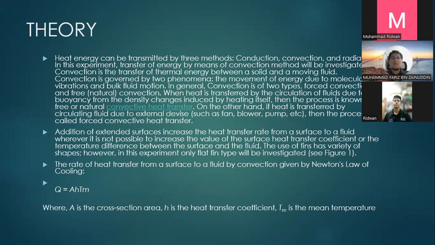In general, convection is of two types: forced convection and free or natural convection. When heat is transferred by the circulation of fluid due to buoyancy from the density changes induced by heating itself, then the process is known as free or natural convection heat transfer. On the other hand, if heat is transferred by circulating fluid due to an external device such as a blower, pump, etc., then the process is called forced convective heat transfer.